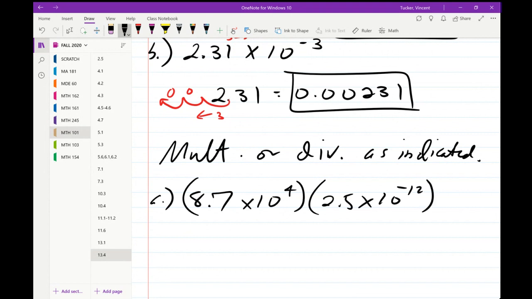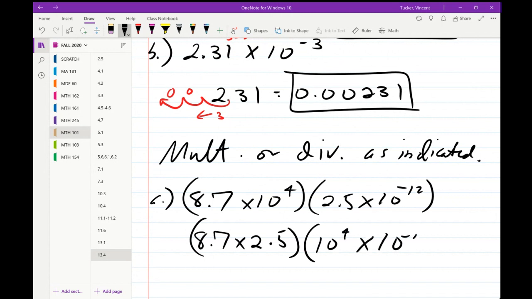All right, 8.7 times 10 to the fourth times 2.5 times 10 to the negative 12th. So the way you should go about calculating, even if you don't write this out, is how you should compartmentalize it. You're going to multiply 8.7 times the 2.5, then multiply the 10 to the fourth power times the 10 to the negative 12th power.